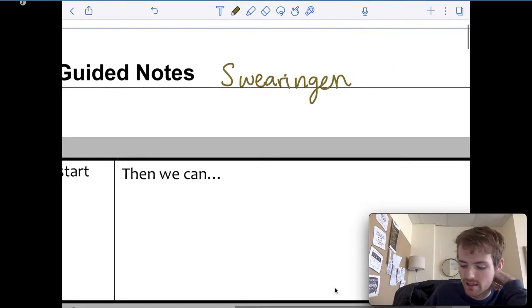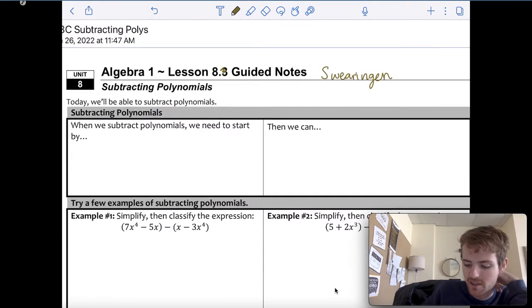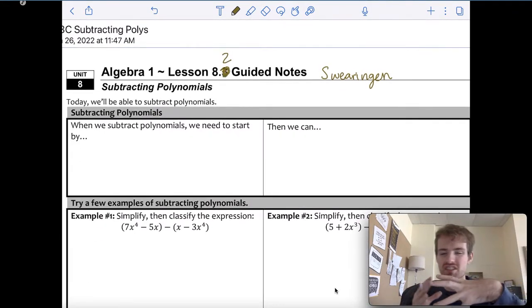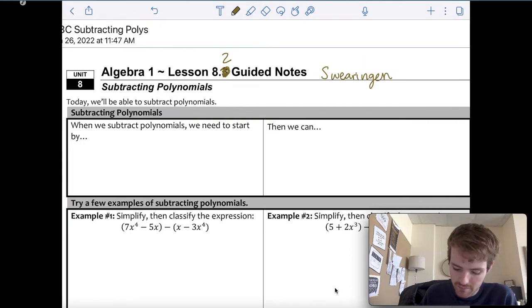So I made an edit. This will say 6.3. We've actually combined adding and subtracting, just considering it all 8.2. So just so you know. But welcome back. Okay.